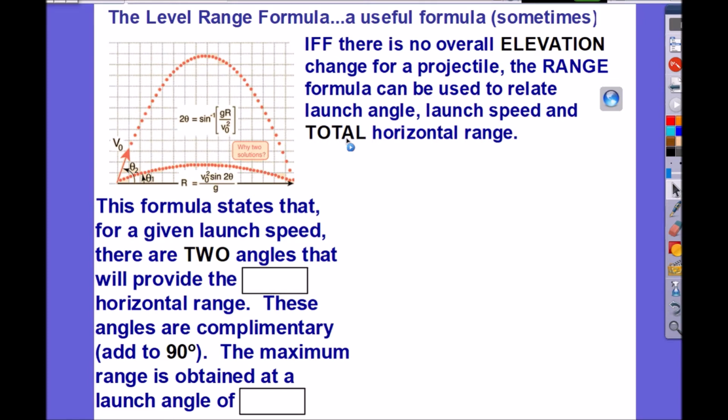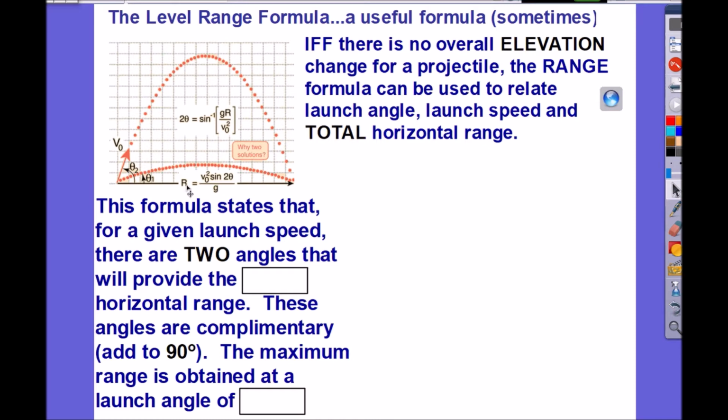If we're a basketball player and we shoot a three-pointer, probably can't use the level range formula because the ball is going to go through a net that's at an elevation of 10 feet. Unless the person shooting the ball jumps up to that elevation, more than likely there's going to be an elevation change and we cannot use this formula. Let's go ahead and develop it.